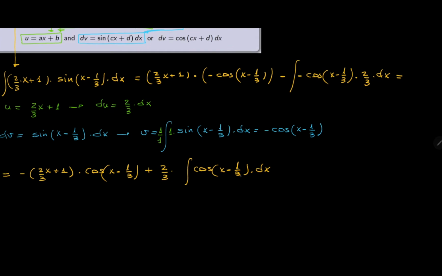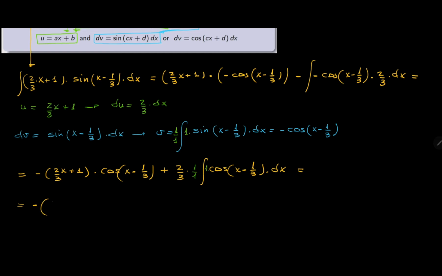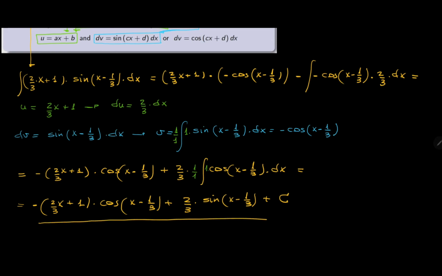Again, the derivative of the expression inside the cosine function is just 1, so I need 1/1, makes no difference. And I'm ready to write the final expression of the integral as minus 2/3 x plus 1 times the cosine function of x minus 1/3, then plus 2/3 times, and the integral of the cosine function is the sine function of x minus 1/3, then plus c. And that's the final result of the integral.